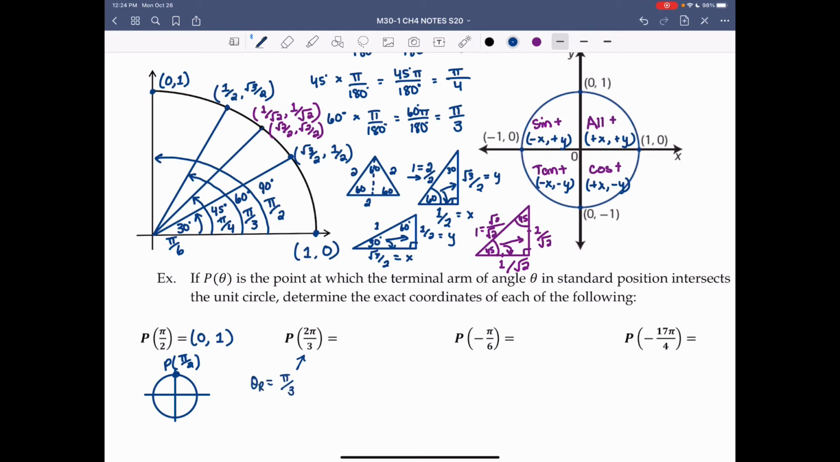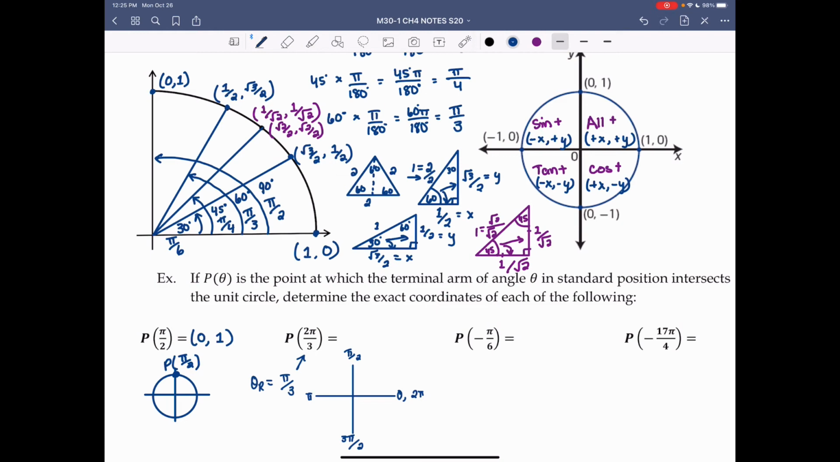And then we have to decide which quadrant 2 pi over 3 is in. To do that, we should know some basics. We know that this starts as 0, and then when we get all the way around, it goes back to 2 pi. The positive y-axis is pi over 2. The negative x-axis is pi. And then the negative y-axis would be 3 pi over 2.